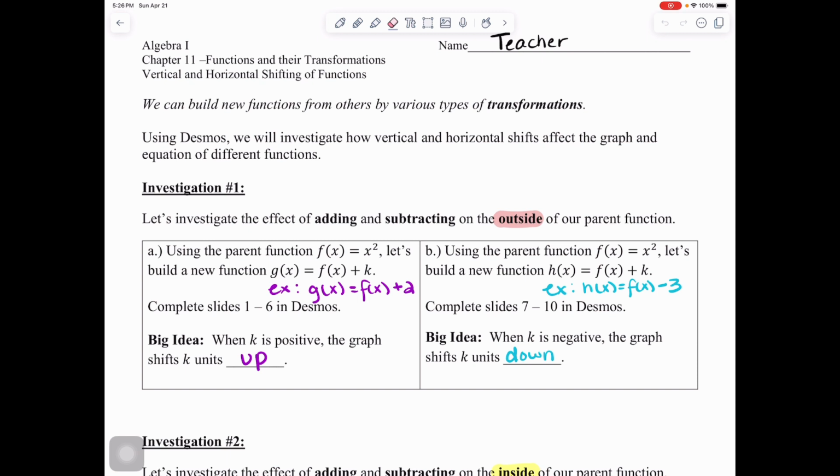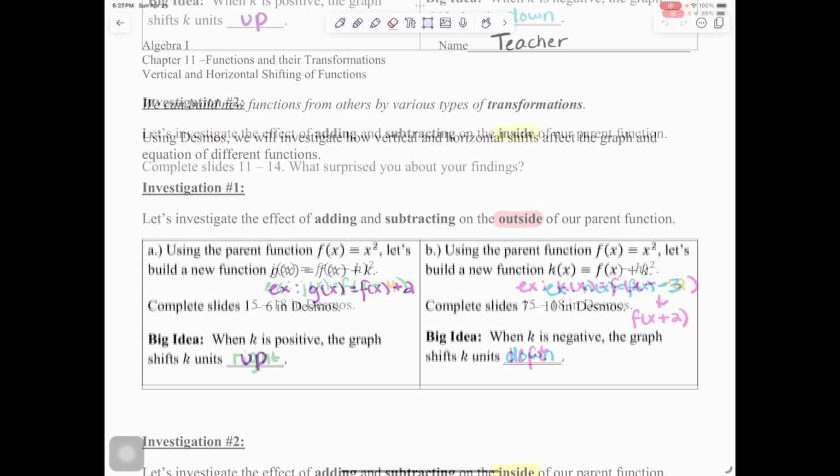In part B, you added a negative on the outside, so you can write down the example that I have there, h of x equals f of x minus 3. Whenever you add a negative, or in other words, subtract on the outside, the graph shifts k units down. So when k is negative, the graph shifts k units down. So adding on the outside, you go up. Adding a negative or subtracting on the outside, you go down.